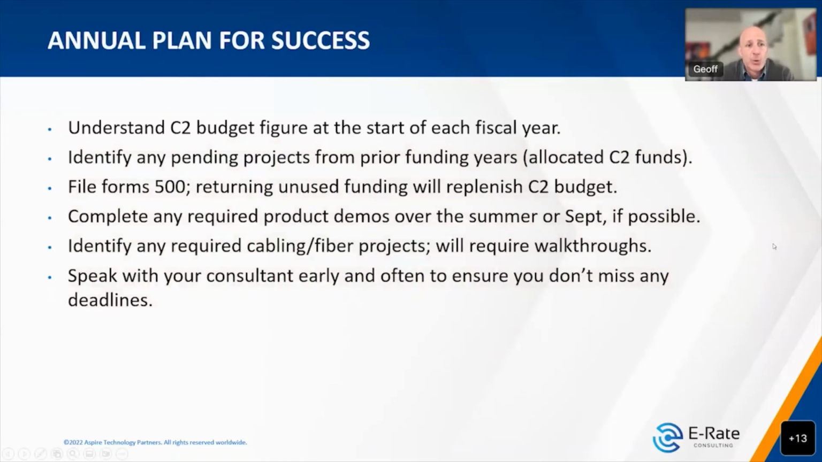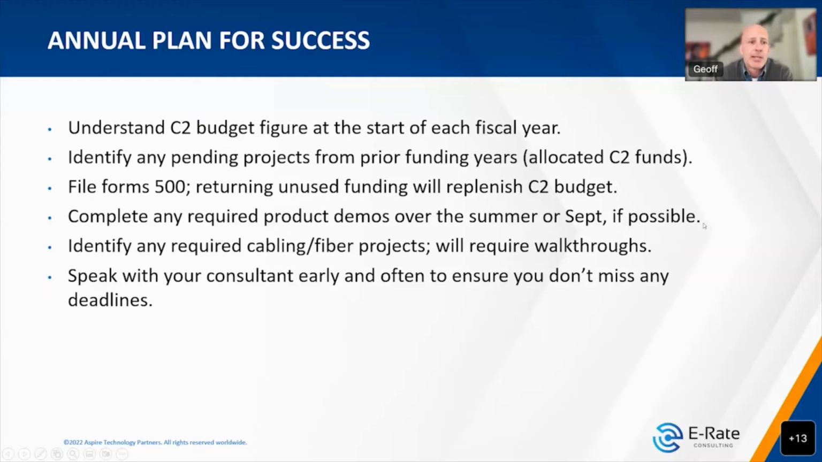So your annual plan for success really entails focusing on the granular details of your Category 2 circumstances. So first and foremost, understand your Category 2 budget figure at the start of each fiscal year. This is a conversation for you to have with your consultant, okay? If you don't have a consultant, you can reach out to me and I can help you understand exactly where your C2 budget is and what other circumstances may actually increase it or decrease it under the circumstances.